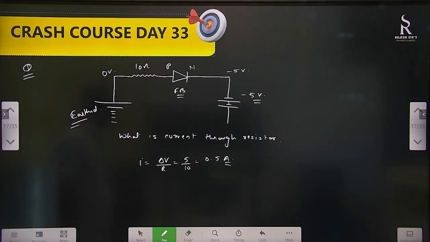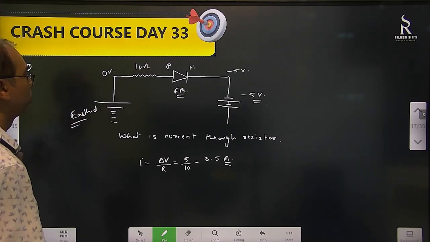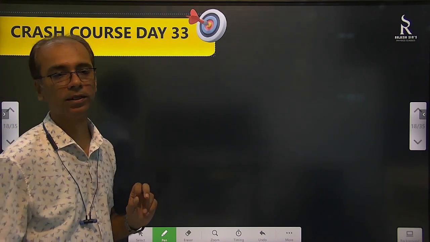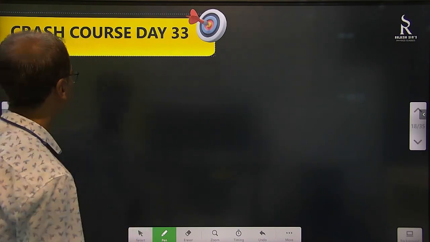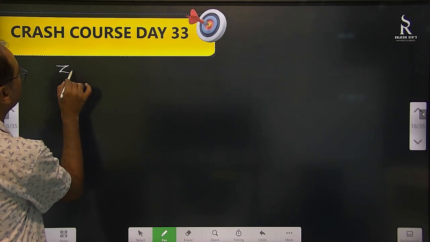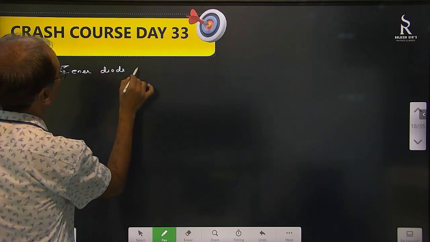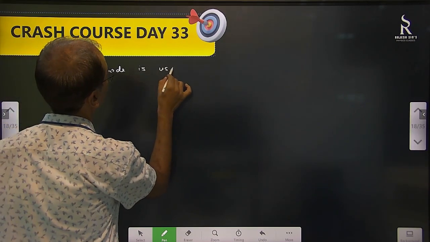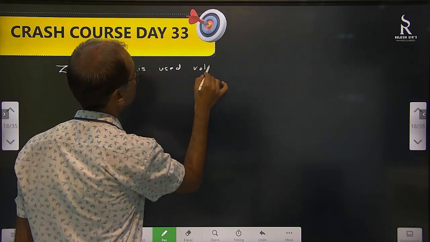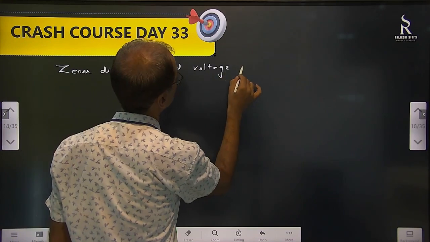Like this, questions are asked. Then one question we will do for the Zener diode. I didn't tell you where it is used. Zener diode is used as a voltage regulator. That means the potential across this will be constant always.